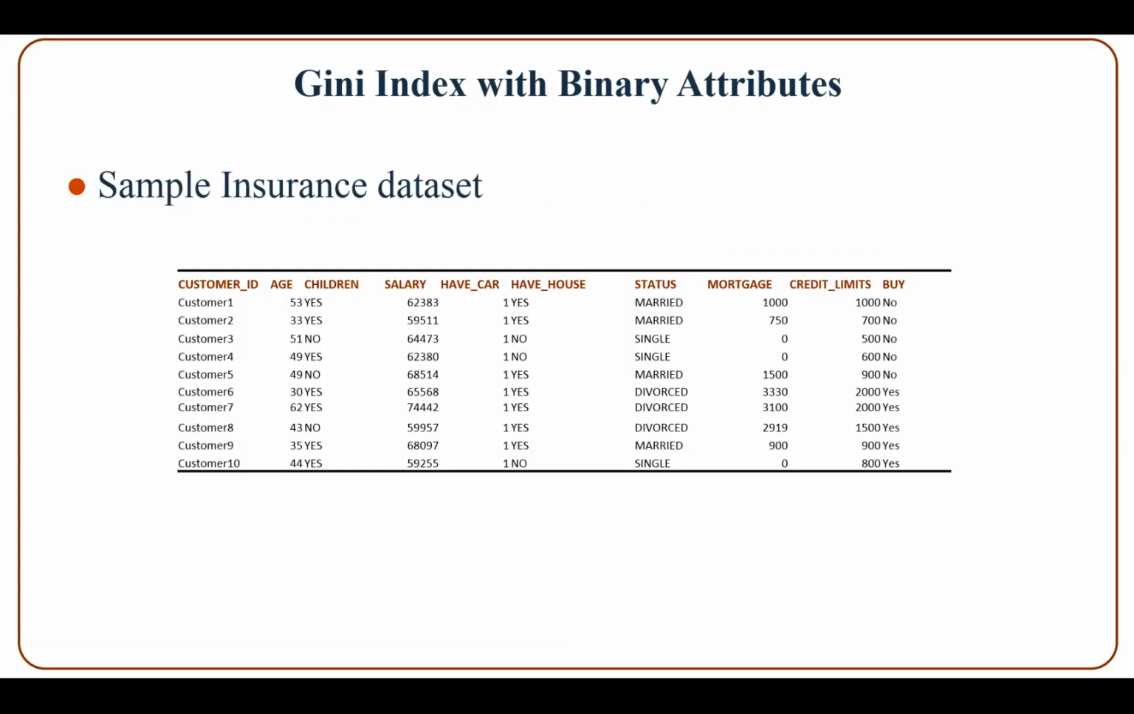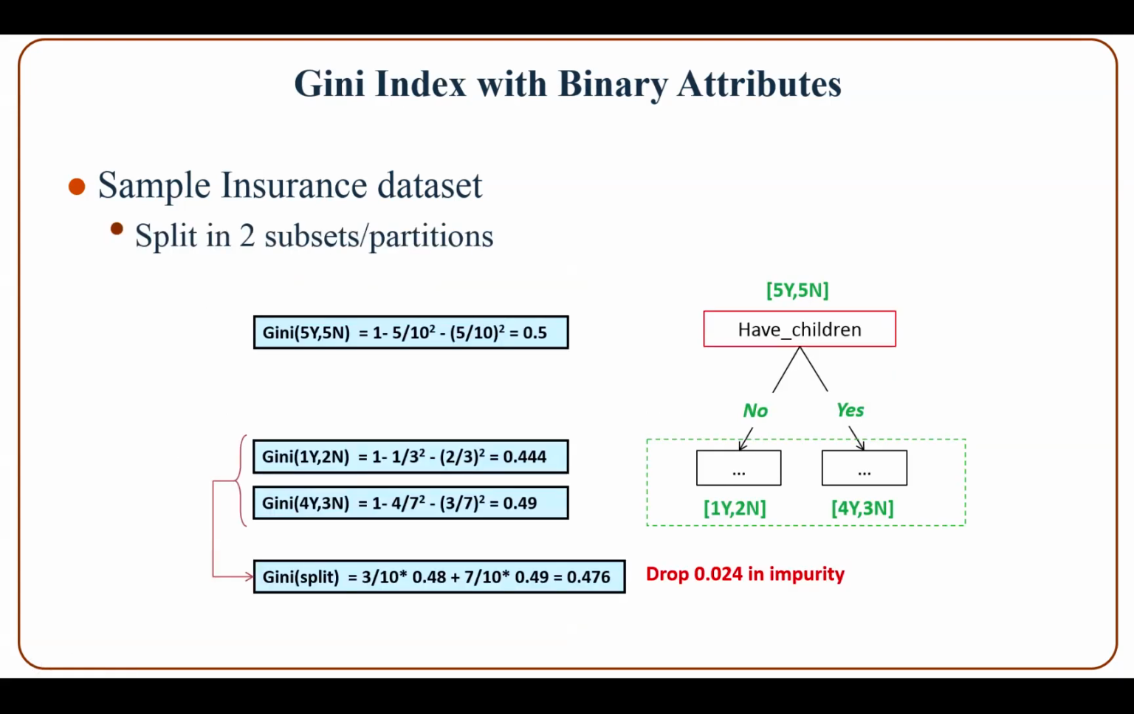Now let's see how to use Gini index with binary attribute. Consider the sample insurance dataset with 10 records. The class is buy with labels no or yes. The attribute have children is binary. Before the split, in the training records, there are 5 records in class yes and 5 records in class no. Gini index before the split can be calculated.